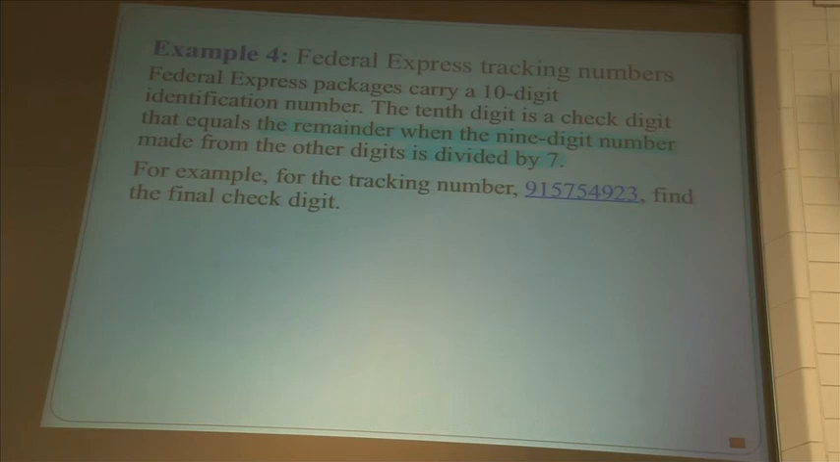For that tracking number, 915754923, find the final check digit. So, there are the 9 numbers. We need to find the 10th, the last one. So we take the original and we have to divide it by 7. And then we need to find the remainder.